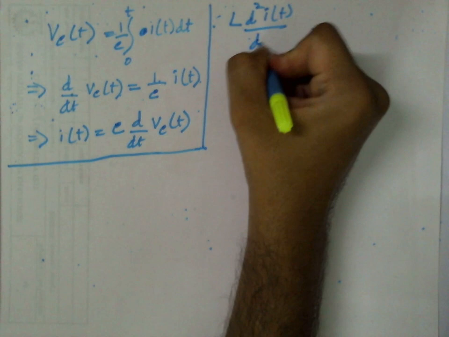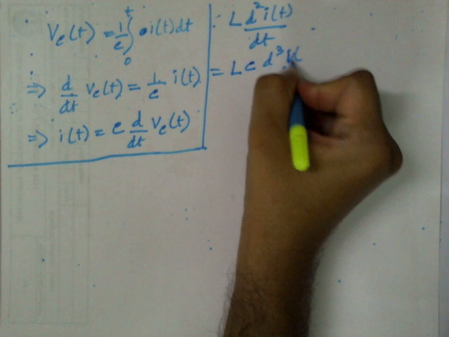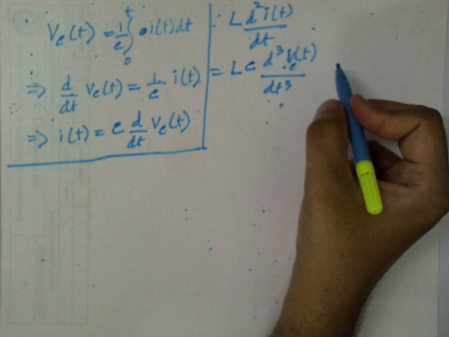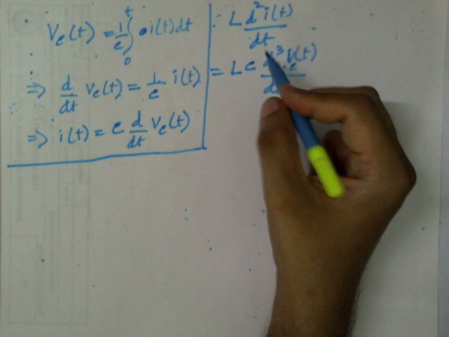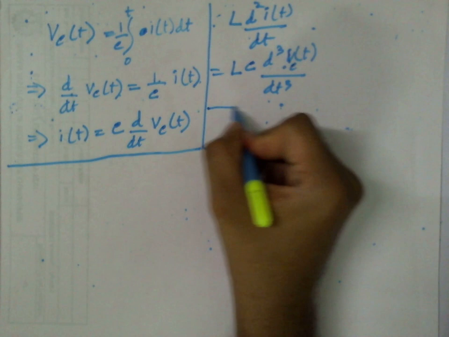So we'll have L d²i(t)/dt², this is the first term, so this will become LC times d³VC(t)/dt³. So this will become the third derivative, and we will unnecessarily have a third order differential equation. So again, this is not a convenient route to take.